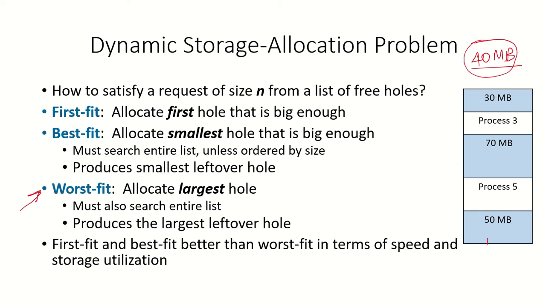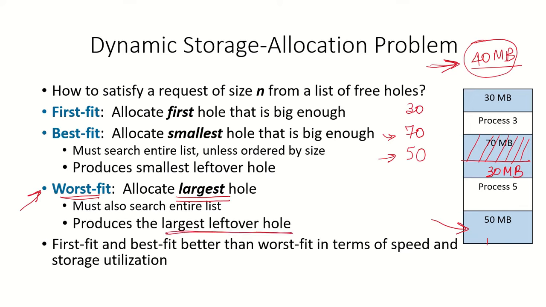The third algorithm is the worst fit algorithm. Here it will allocate the largest hole. So if the request is for 40 MB and the holes are of size 30, 70 and 50, the candidate holes are this and this. Out of these two, it will give the largest hole to this particular request. That means 70 MB will be allocated to the process, and this will result in a 30 MB hole, and this one still remains the same at 50 MB. The intuition behind it is that it produces the largest leftover hole.